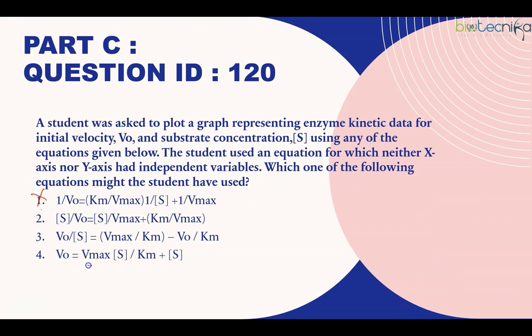Now if anyone knows this very popular one, the Michaelis-Menten equation, V0 is equal to Vmax into S divided by Km plus S. Now everyone knows Michaelis-Menten, we use velocity in the y-axis and substrate concentration in the x-axis. Again, S is an independent variable, so he hasn't used any independent variables. That means even Michaelis-Menten cannot be the answer.